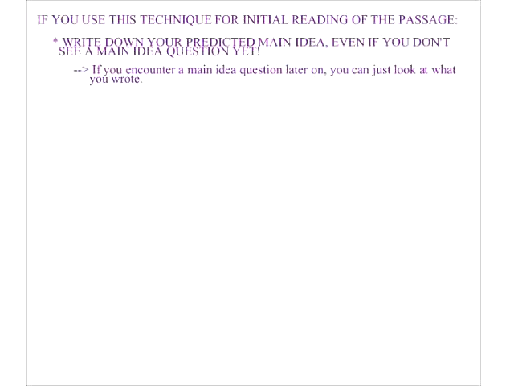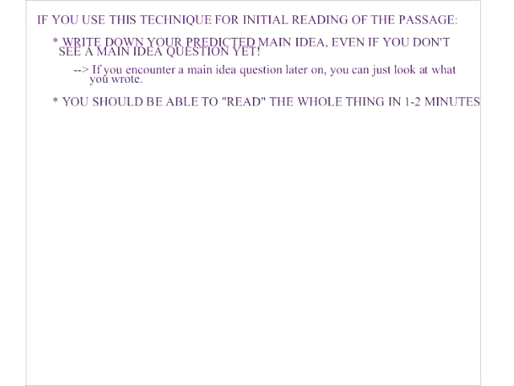If you use this technique for initial reading, you should be able to read the whole thing in 1 to 2 minutes, because it's not real reading anymore. It's like fake reading, you're just looking at it. So this will give you a lot of extra time, extra time to look up the details. And then if that's what you need, then you're good to go.